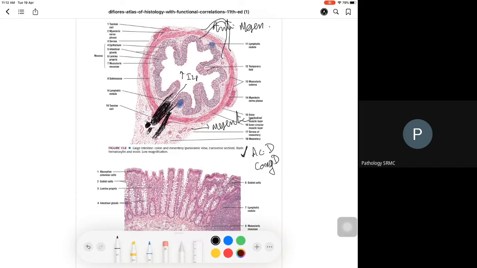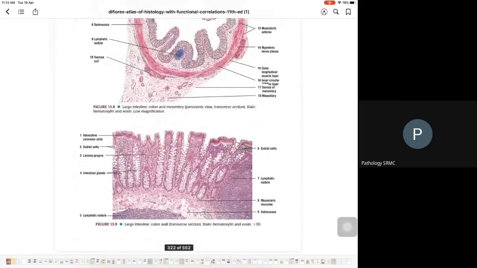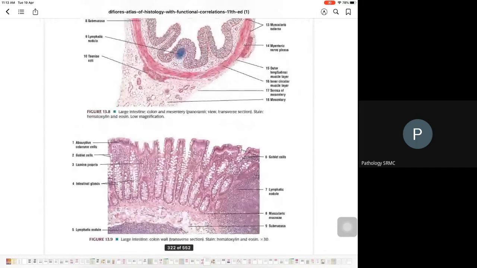Yes, sir. Sir, in congenital diverticula, the diverticula will be on the antimesenteric end. There will be no leading blood vessel and will contain four layers. Will contain all the four layers, sir. Super. Large intestine, colon wall, transverse section, stain H&E, 30 times magnification.